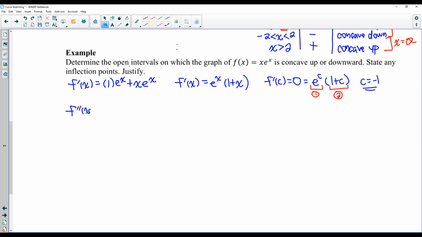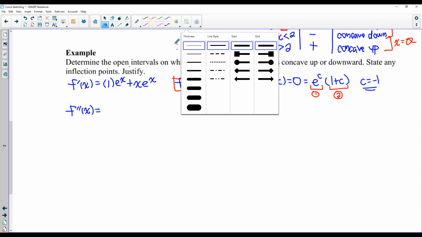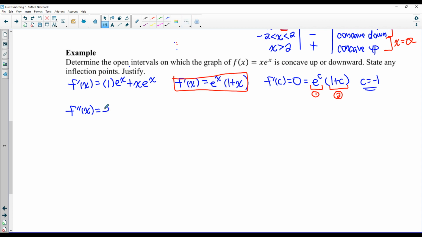Okay, so f double prime of x. We're going to do it based on this equation. Again, we have to use the product rule. First time through, e to the x stays, the derivative of e to the x is just e to the x, and the 1 plus x stays the same. Second time through, e to the x stays the same, and you multiply just by the derivative of 1 plus x, which would just be 1.